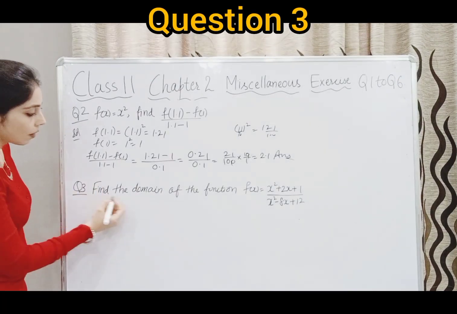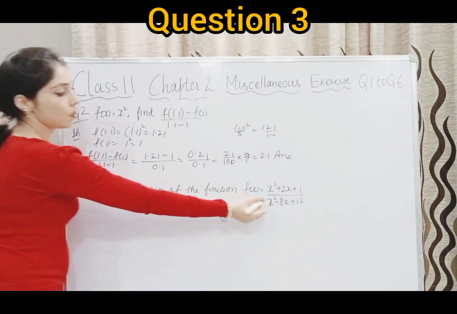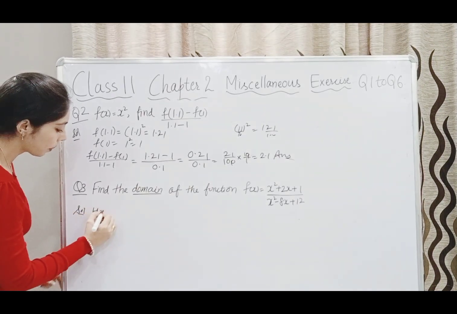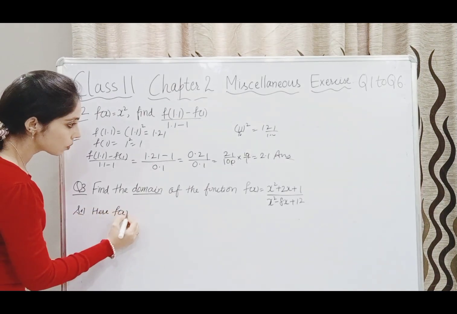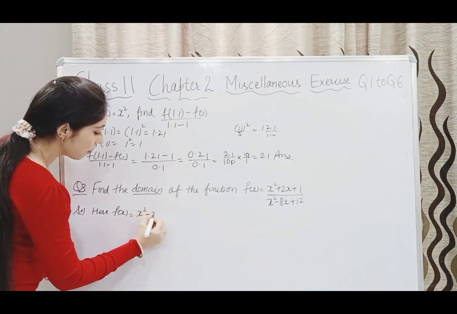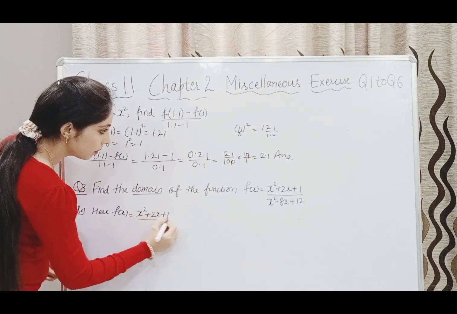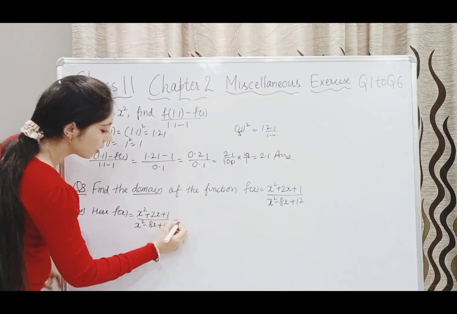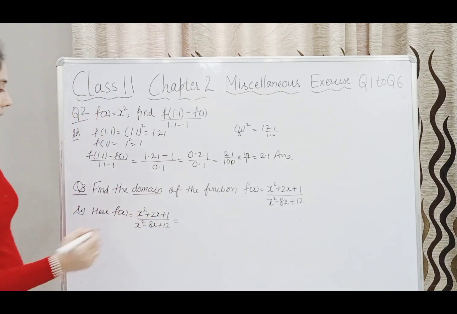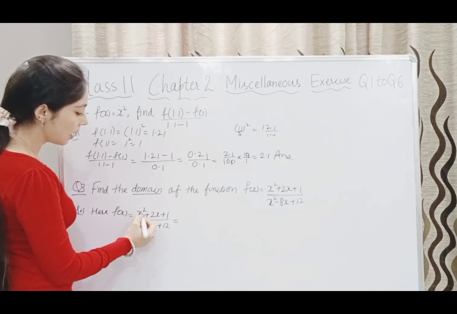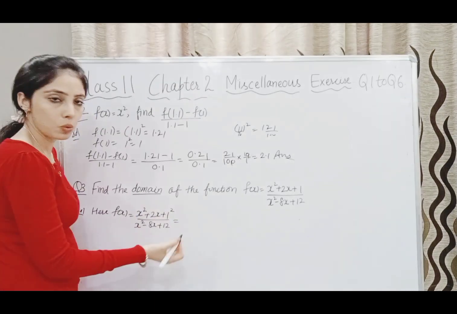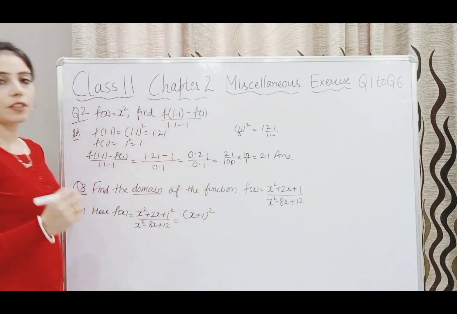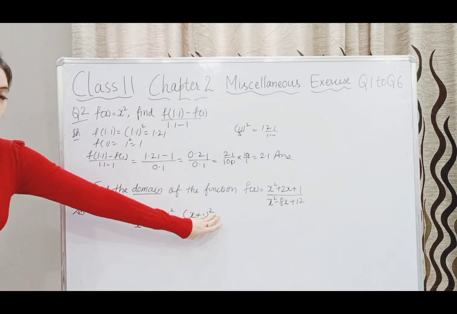The next question is we have to find the domain of this function. What is the function? Here f(x) = (x square plus 2x plus 1) by (x square minus 8x plus 12). First of all, we will simplify this. We know that this is a square plus b square plus 2ab. So using the identity, we will write it like that: (x plus 1) whole square.